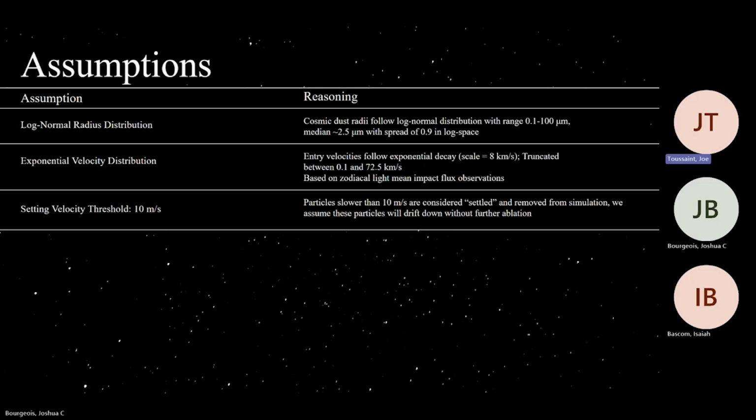Also, the radii will be distributed on a log normal scale, and the velocity will be on an exponential distribution scale.